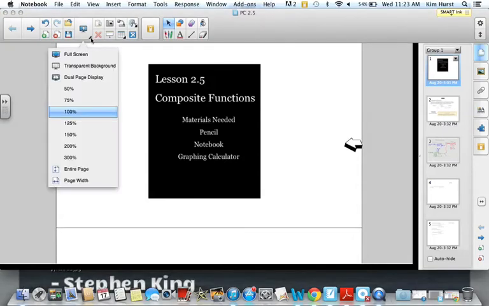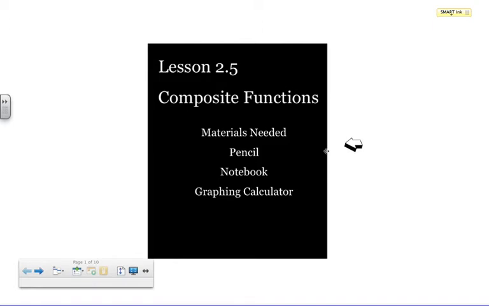Okay, so this is lesson 2.5. It's composite functions. This is a little bit trickier than operations on functions. It actually follows in the same section in the book, but it is a little bit harder. So let's talk about what composite functions mean.